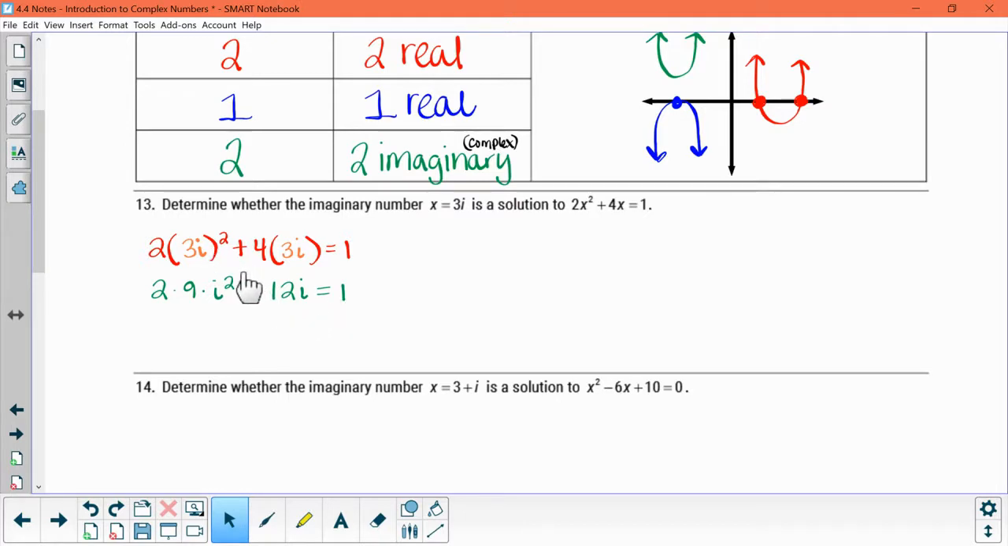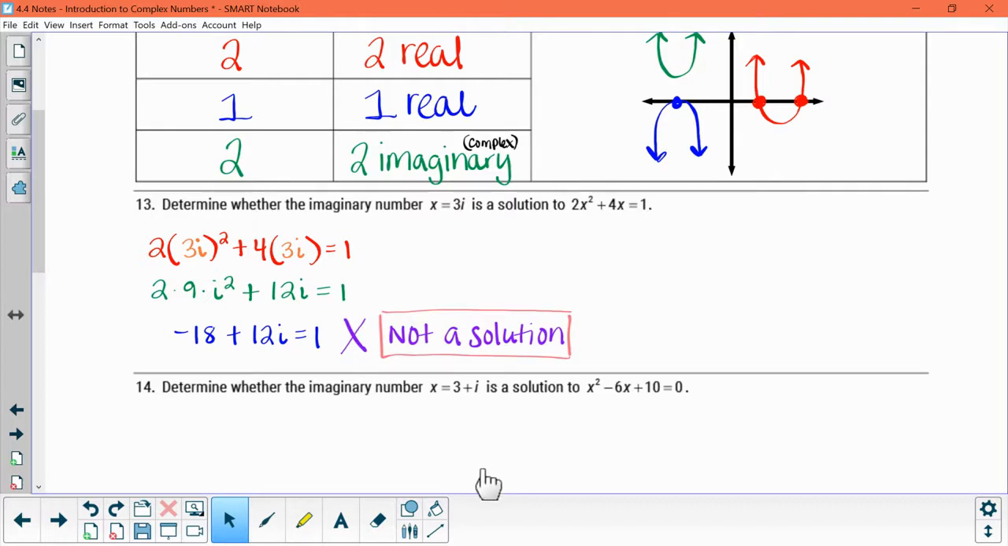Now recall that i squared is always going to be replaced with negative 1. So I'm going to get negative 18 plus 12i equals 1. Well, you can stop here because you can tell that the left side is never going to equal the right-hand side. This i is never going to become a real number. So because of that, we can say that this is not a solution.